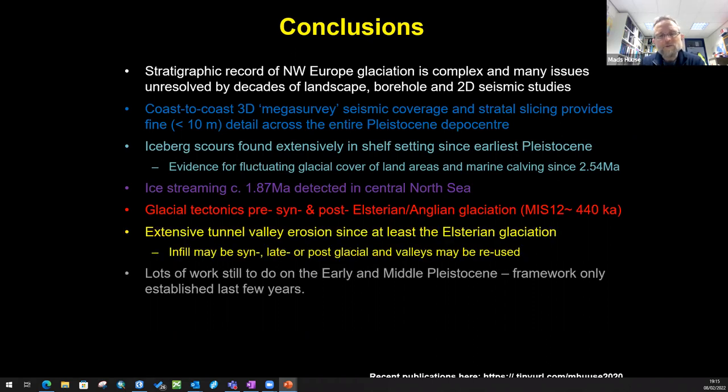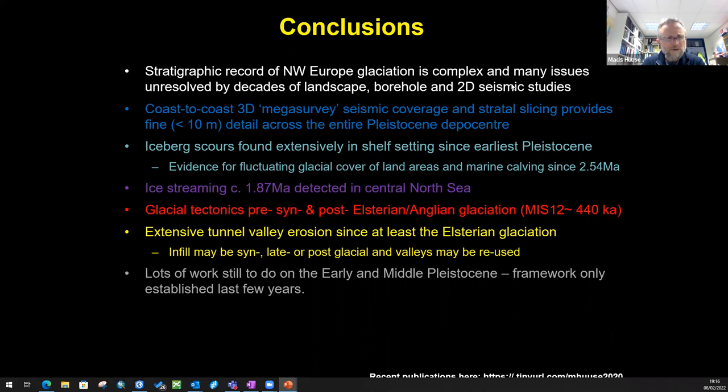Tunnel valley erosion is particularly prevalent since the Elsterian or the Anglian, as you call it over here. There are sparse evidences in the deeper record. Margaret Stewart found an example during her PhD, and we have yet to revisit that one. But they are evidence for very significant meltwater erosion down to depths of hundreds of meters below the ice sediment surface. So there's lots of work still to do, and the physical stratigraphic framework linked with the Dutch calibration borehole has only been there for a few years, so we're still exploring what else we can do with it.